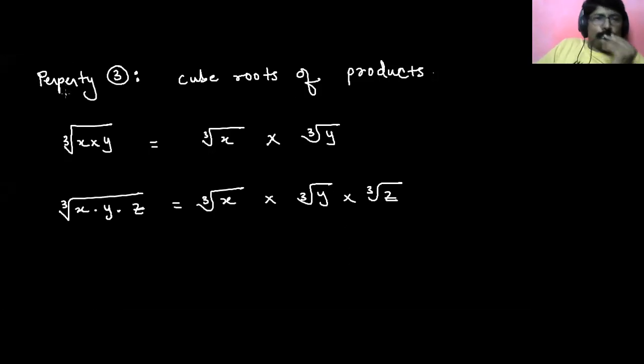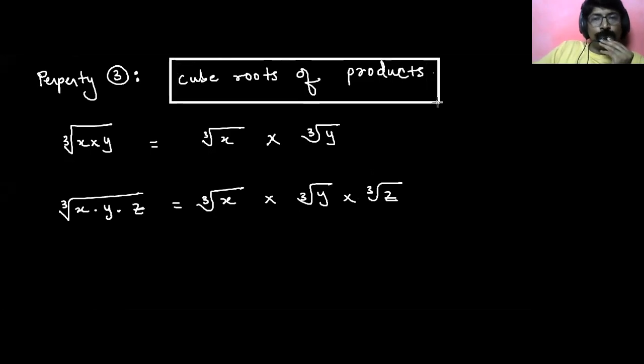Okay, guys, now it's property number 3. What is property number 3? How to find the cube root of a product. Say it is the cube root of xy. So the cube root of x into y can be done as the cube root of x into the cube root of y. Now we can split it over here. The cube root of x, y, z you can write as the cube root of x into the cube root of y into the cube root of z. Simple like that, isn't it?